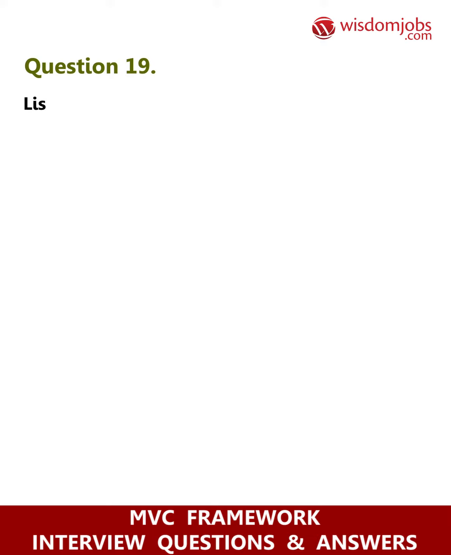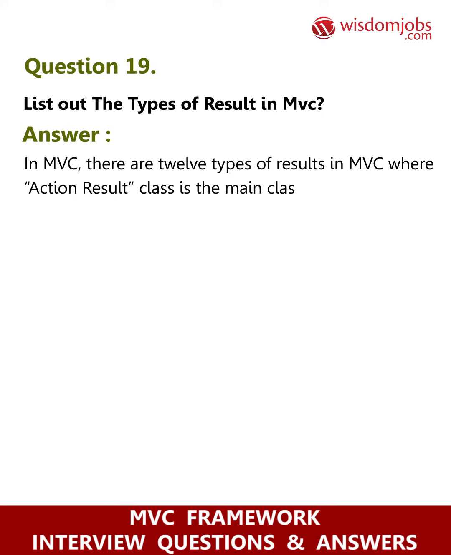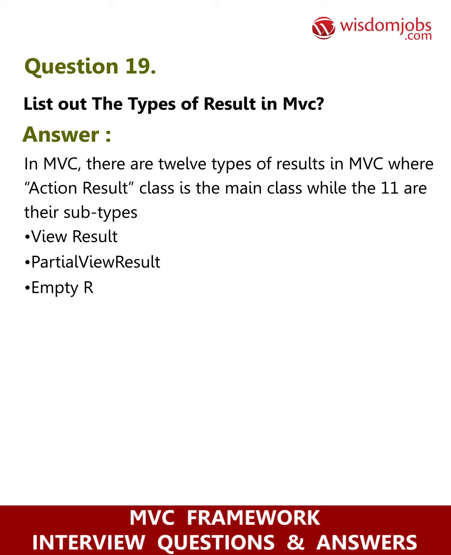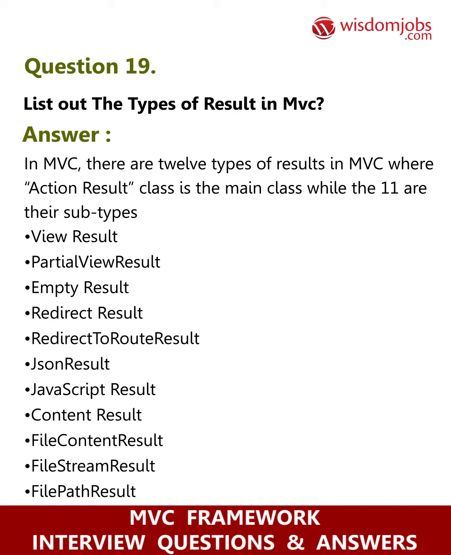Question 19. List out the types of result in MVC. Answer. In MVC, there are 12 types of results, where the ActionResult class is the main class while the 11 are its subtypes: ViewResult, PartialViewResult, EmptyResult, RedirectResult, RedirectToRouteResult, JsonResult, JavaScriptResult, ContentResult, FileContentResult, FileStreamResult, FilePathResult.